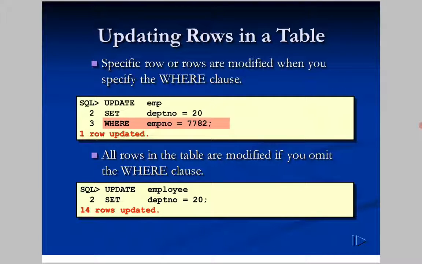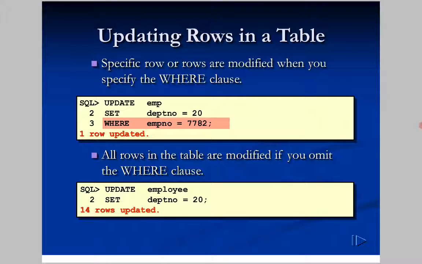So updating rows in a table. How to update rows in a table? Specific row or rows are modified when you specify the WHERE clause.